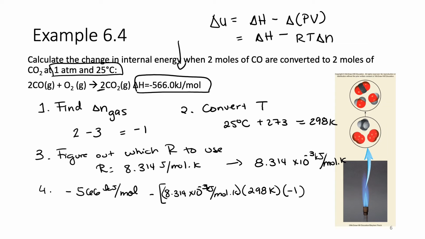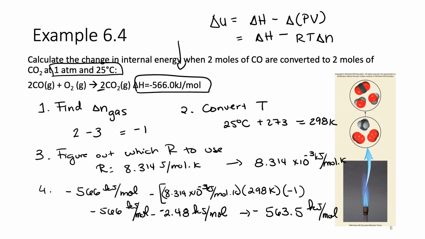So I go ahead and multiply all the things. I have 8.314 times 10 to the minus 3 times 298 times negative 1. That gets me minus 2.48 kilojoules over mole. Then I have negative 566 kilojoules over mole. I use my skills. Negative 566 minus negative 2.48, this is a negative here, I get negative 563.5 kilojoules per mole. Okay. So this is your problem out here.